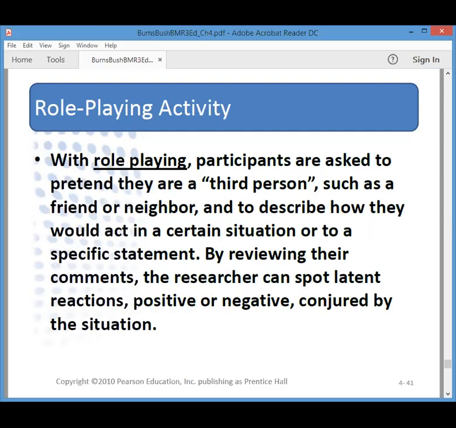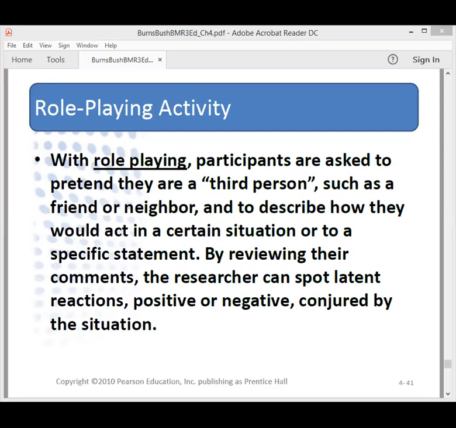Another qualitative approach is role-playing. Participants are asked to pretend they're a third person and describe how they would act in certain situations. So the researcher can spot latent reactions, positive or negative, conjured up by the situation.